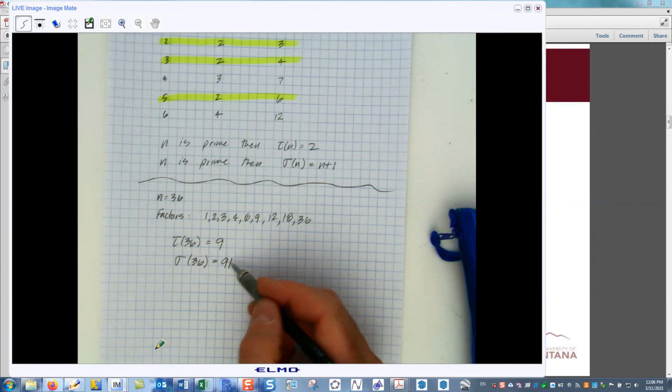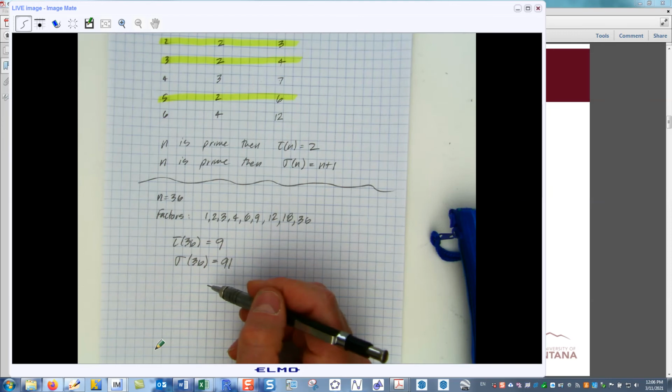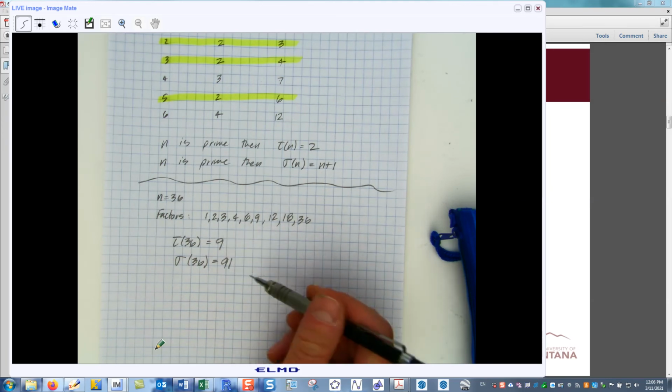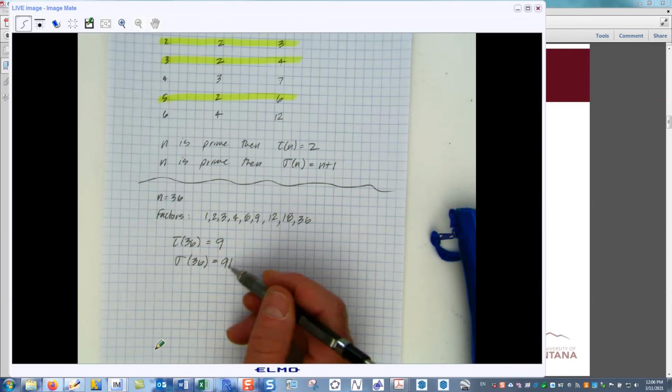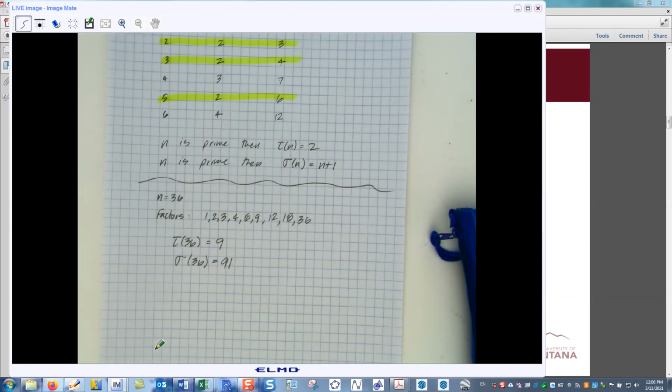So you can see once we get to 36, sigma has grown quite a bit, right? Tau of n, though, is relatively smaller, and I guess this is because sigma is summing all the divisors, whereas tau is just counting them.